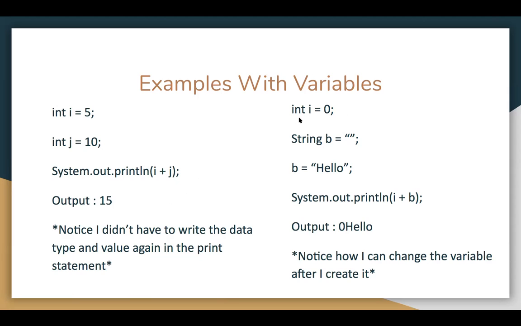Okay. If we did int i equals 0, and then we have a string this time in empty quotes, and we changed the b, the string variable, into hello. Again, this is how you change it. And then if we did System.out.println i plus b, you would get 0hello. Just notice that concatenation still works even though it's in variable form now. It still works as always.